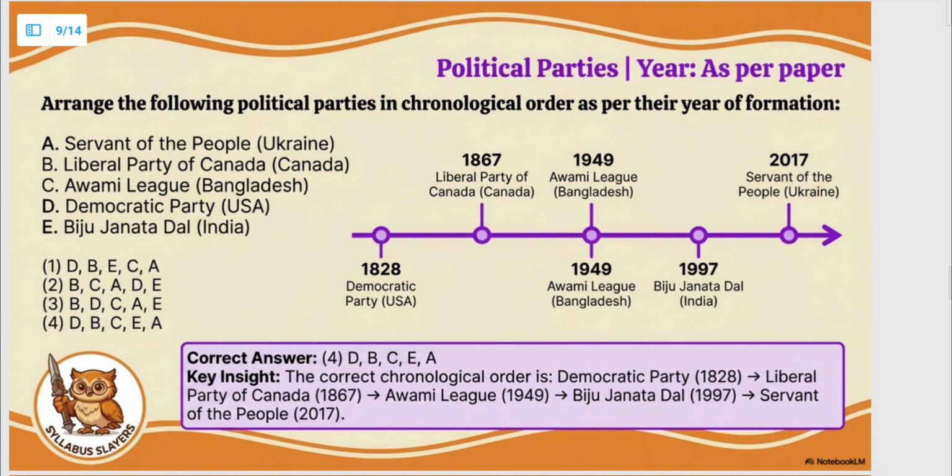The next question requires us to arrange the political parties in chronological order as per their year of formation. This is a tough question since they have asked political parties of other countries as well. So I'll just tell you the chronology. थोड़ा थोड़ा आप ईयर्स याद रखिएगा.